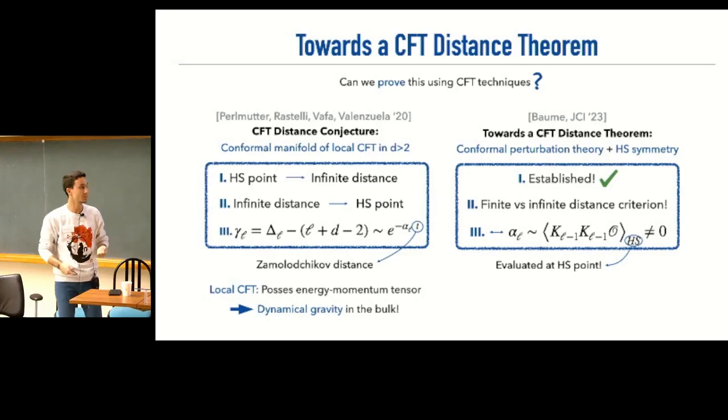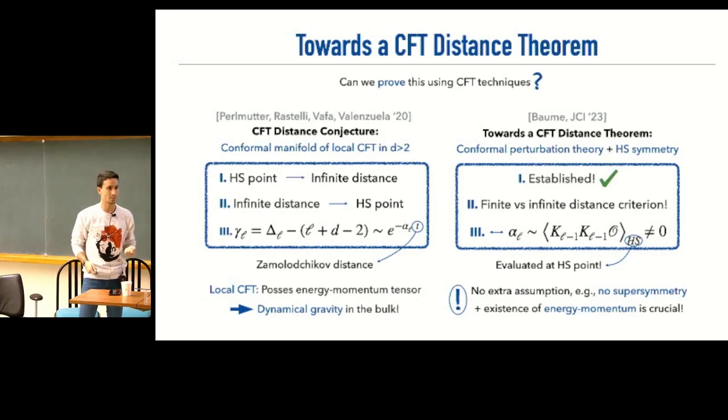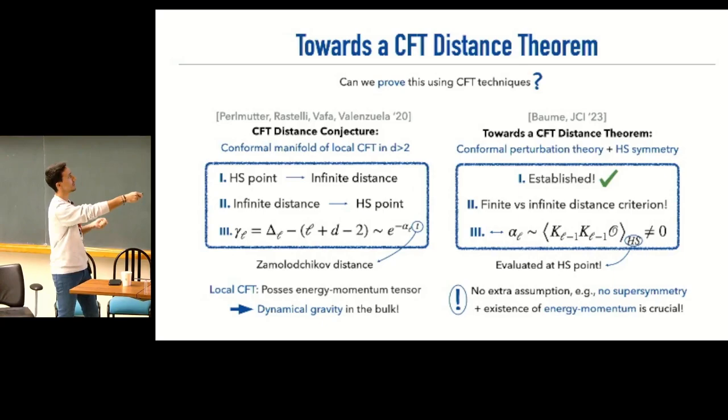So let me stress that for this we put no extra assumptions. The assumptions that we put are those of the conjecture. We impose the existence of a conformal manifold, that the theory is local, and that there are more than two dimensions. For instance, we don't assume any supersymmetry. Supersymmetry could be required to guarantee the existence of the conformal manifold, but the proof doesn't use it.